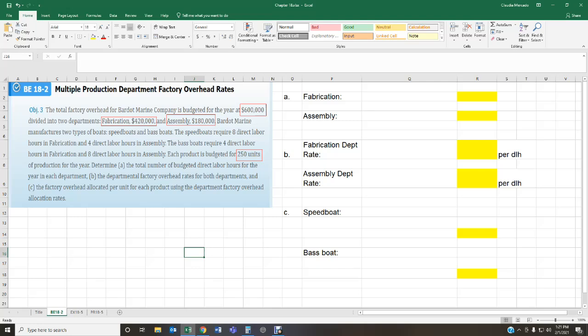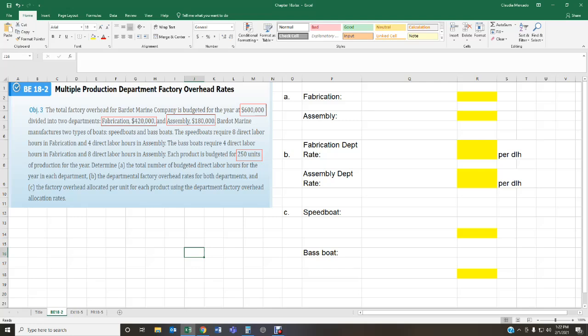Now we have all of the information. We have $600,000 of factory overhead that needs to be split into 2 departments, the fabrication and the assembly. $420,000 of that factory overhead is going into fabrication. $180,000 is going to assembly. We are producing 250 units of each, whether it be the speedboat or the bass boats. And then they provide us with the different number of direct labor hours that it takes to produce both the bass boat and the speedboat.